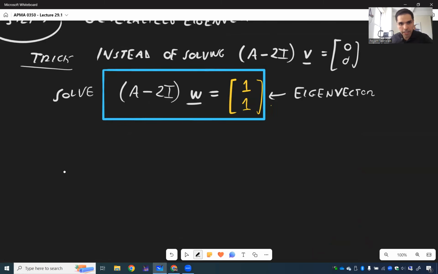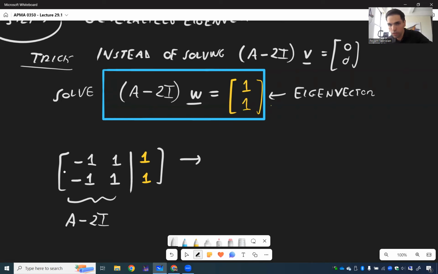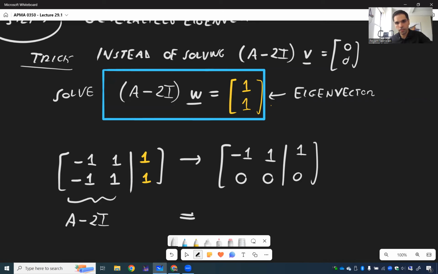So do A as minus 1, 1, and minus 1, 1. So that was A minus 2I. But now instead of putting everything 0, put 1, 1. And try to row reduce it as usual. So this gives you, again, if you subtract the first row from the second, we have minus 1, 1, 1, and 0, 0, 0.